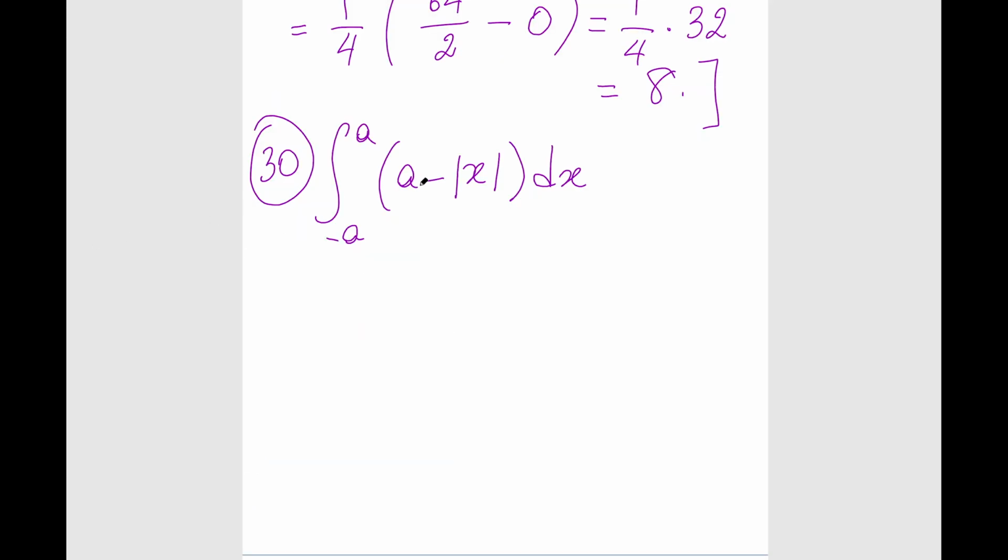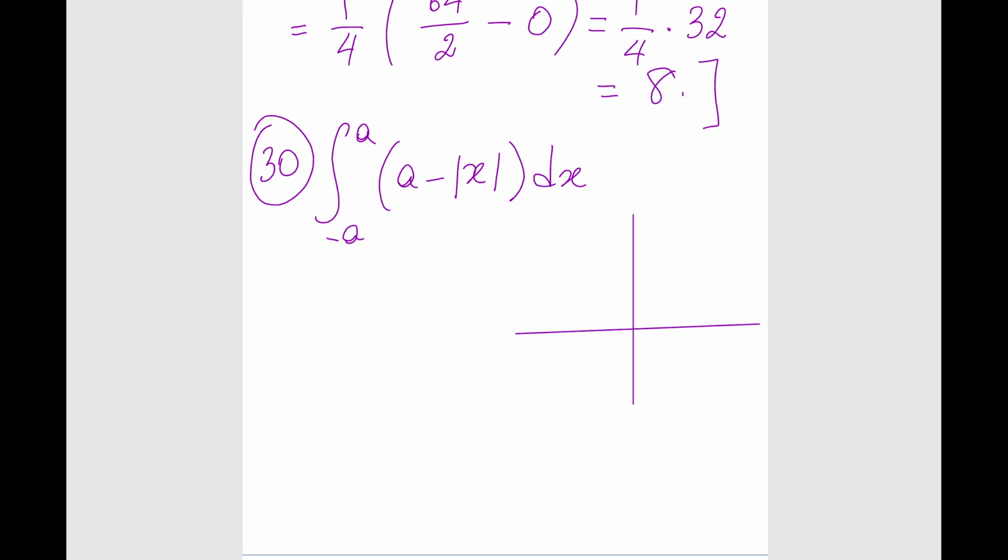So back to this. How do we get a minus absolute value of x? We graph absolute value of x. We multiply it by -1, which means we are reflecting absolute value of x in the x-axis, and then we are shifting it vertically upward a units. Correct? So we get something like this. These are transformations that you learned in college algebra.